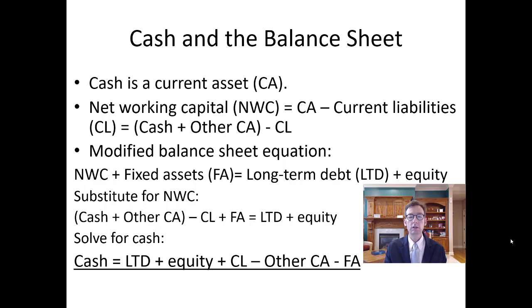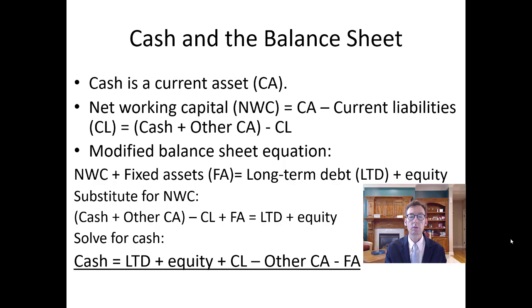Let's take a look at cash and our balance sheet. So where do you find cash on the balance sheet? Well, it's a current asset, so you're going to look in the upper left-hand corner. In fact, cash is the first thing listed because it is the most liquid of all assets, and things on the balance sheet are ordered in descending liquidity.